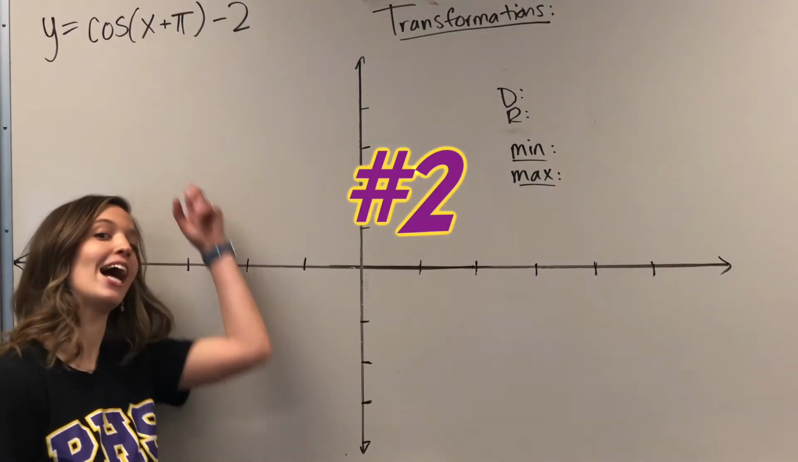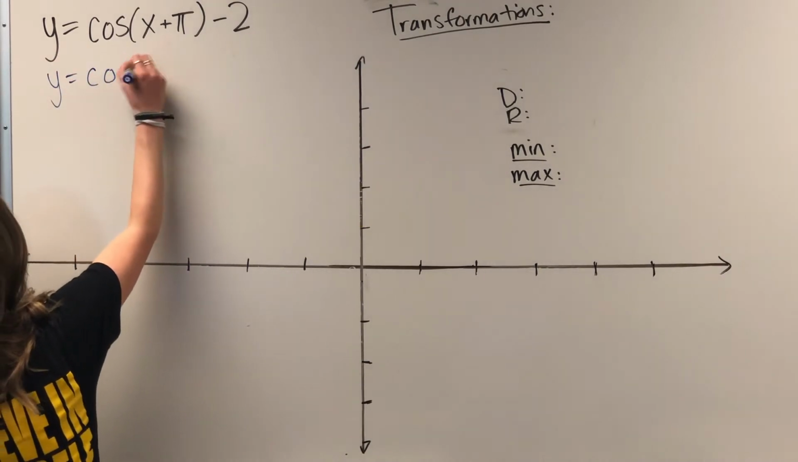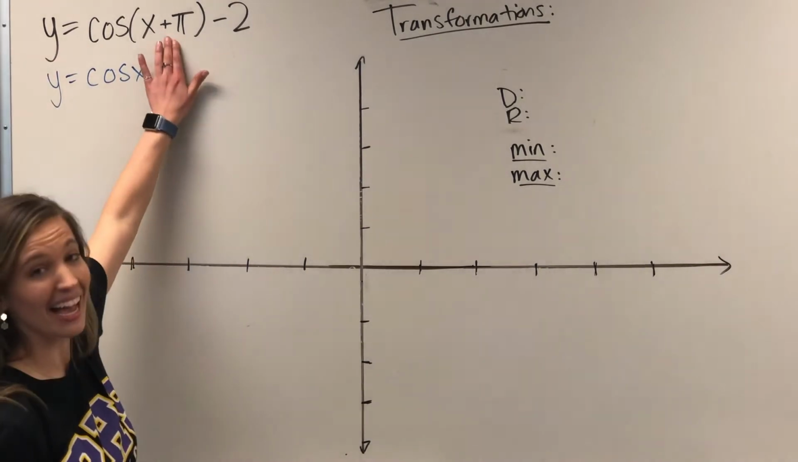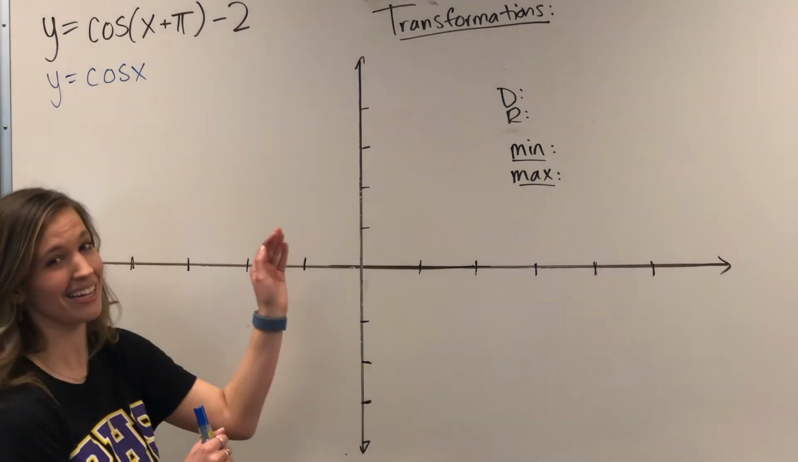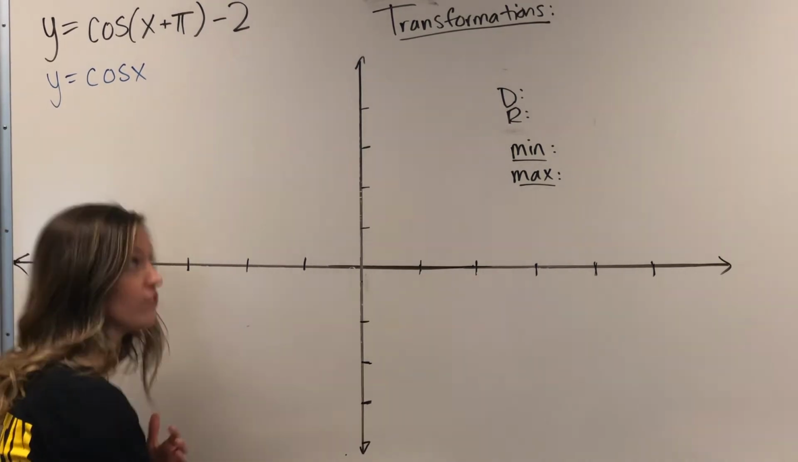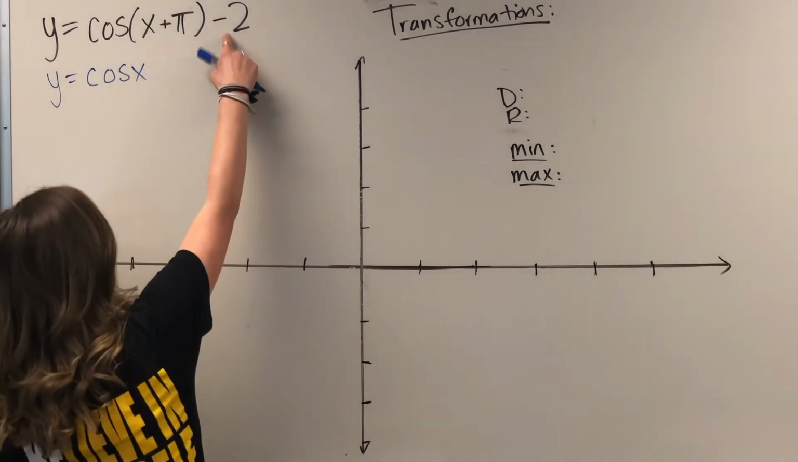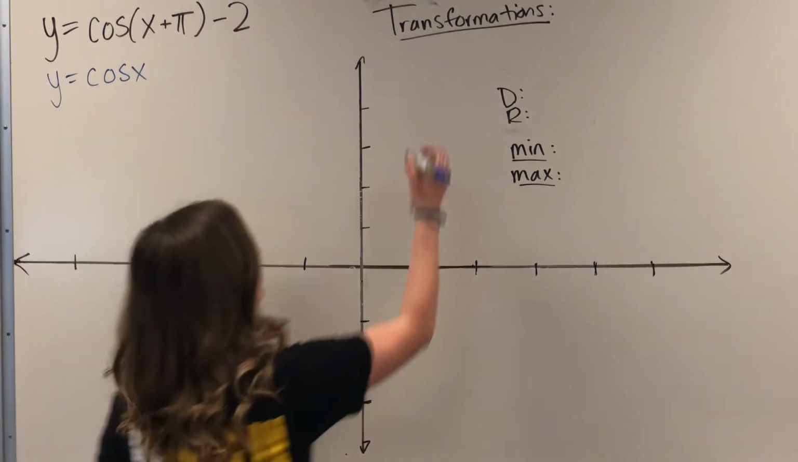Okay, so let's try a cosine translated graph. So cosine parent function, y equals cosine x. Inside we have a plus pi, so inside opposite, so that's gonna translate us to the left pi units. Remember, that's also called a phase shift, left pi units. And then outside we have a -2, so we're gonna have a shift down as well. So let's get these written.